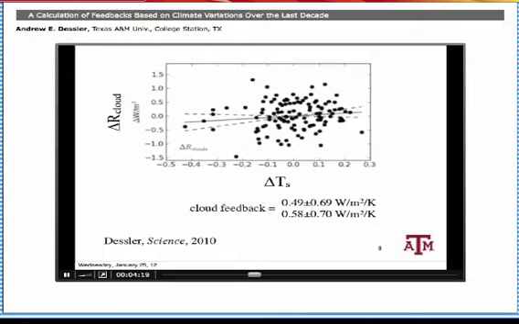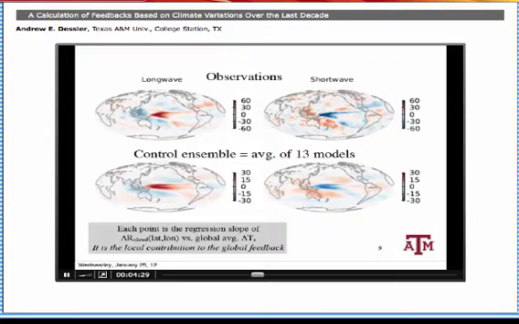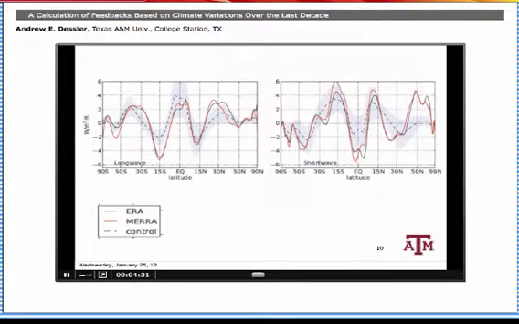But this is the global average. So we want to go the next step. We want to ask the question, well, what does this really tell us about what's going on? The first thing we can look at is the latitudinal distribution of the cloud feedback. In these plots, the longwave feedback is on the left and the shortwave feedback is on the right. And the measurements are in the solid line, using two different reanalyses.